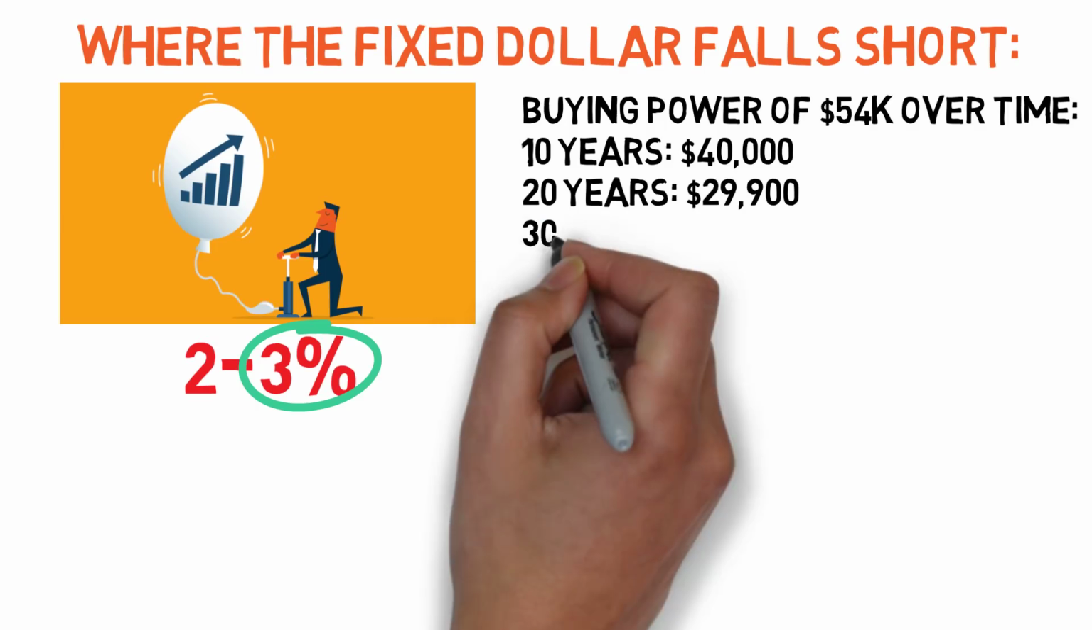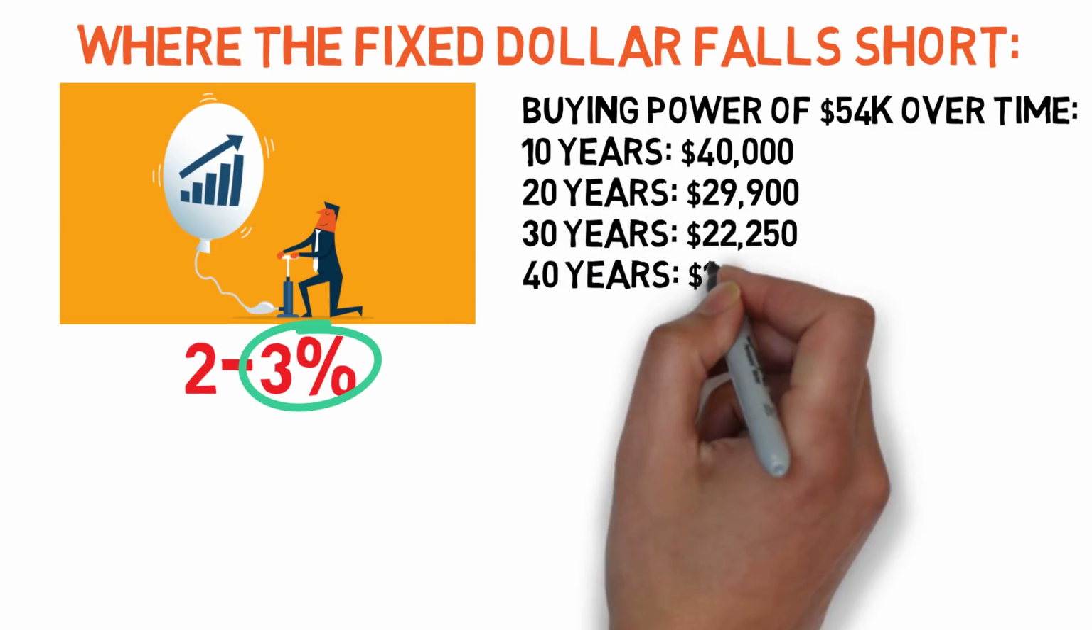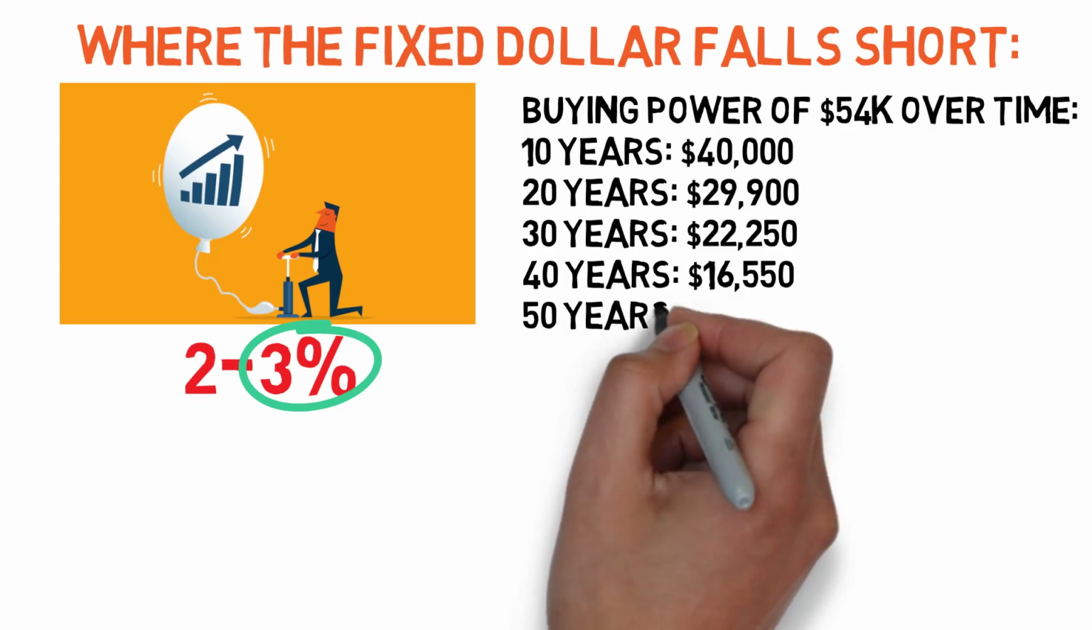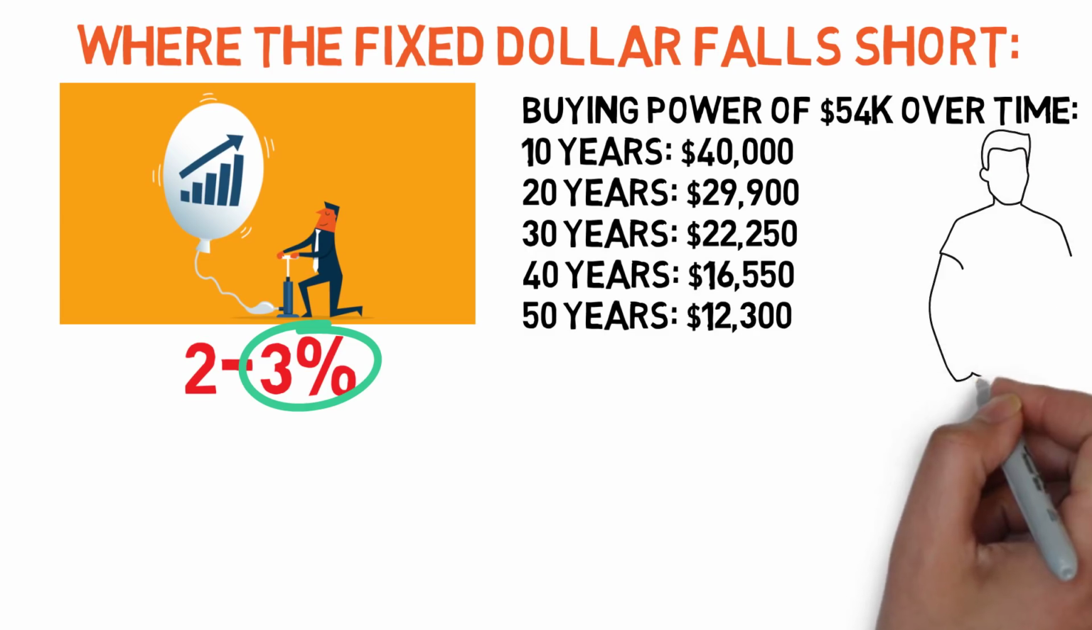In 20 years, his money would only be able to buy him about what $29,900 would buy him today, and his money would be worth the equivalent of $22,250, $16,550, and $12,300 a year in 30, 40, and 50 years respectively, just because of the effect of inflation.